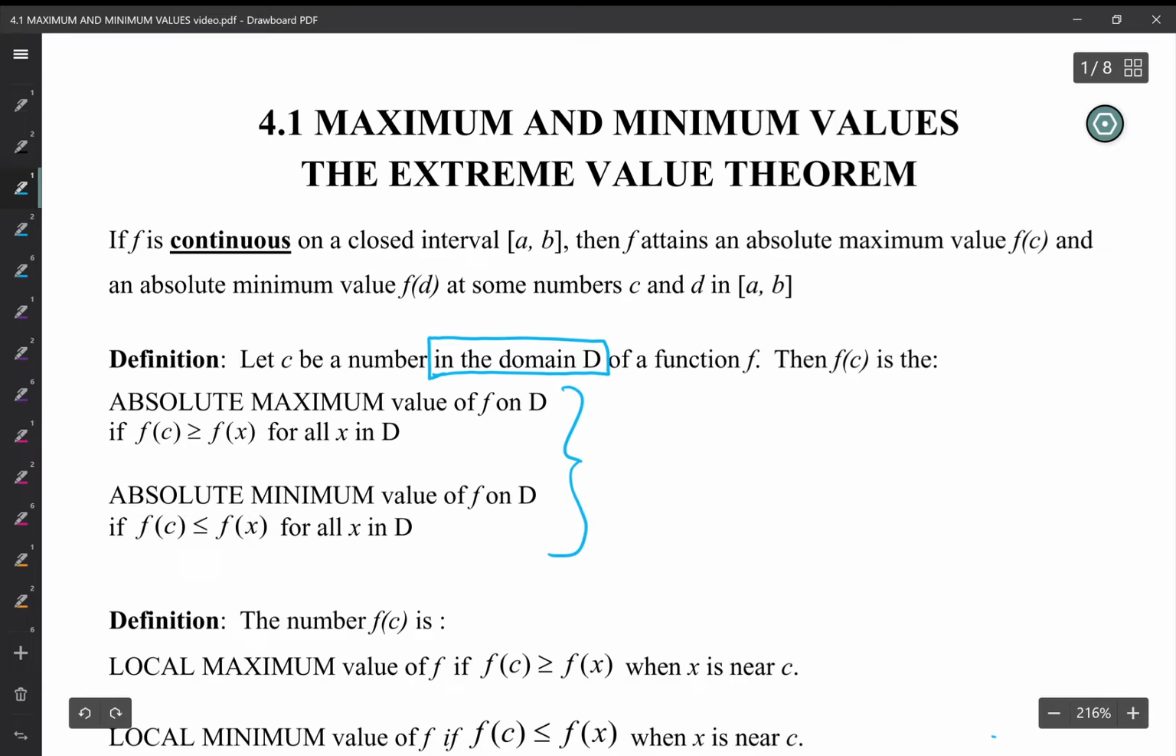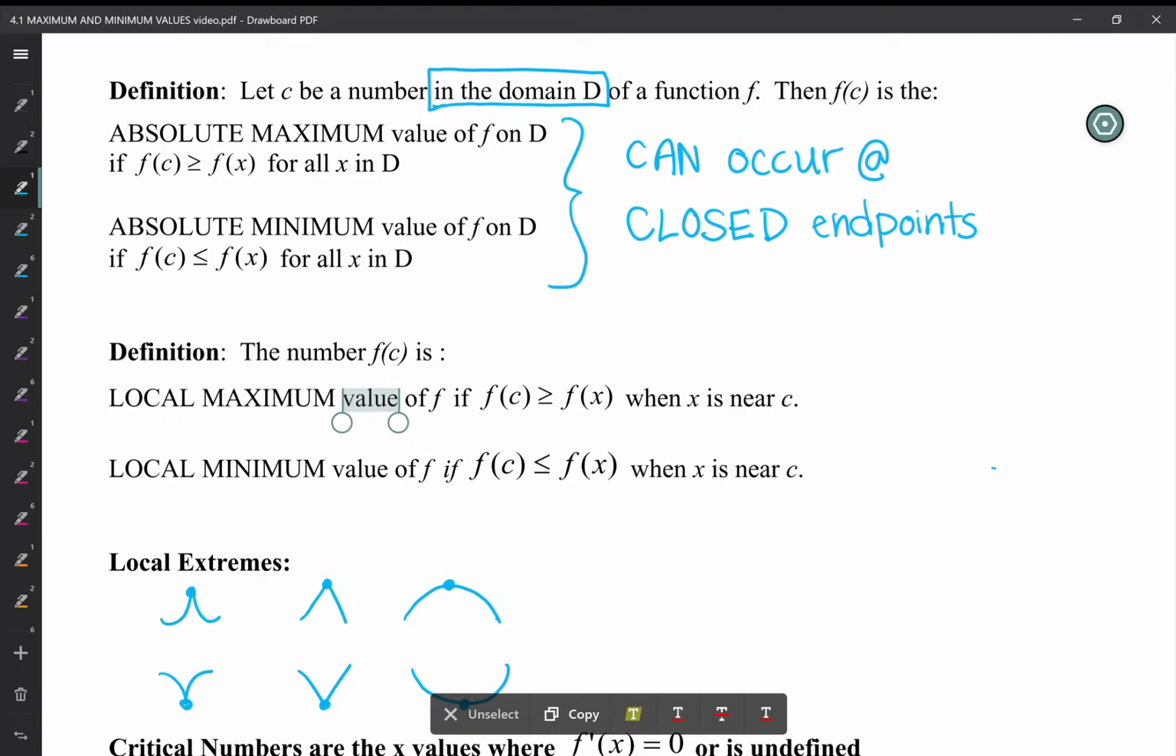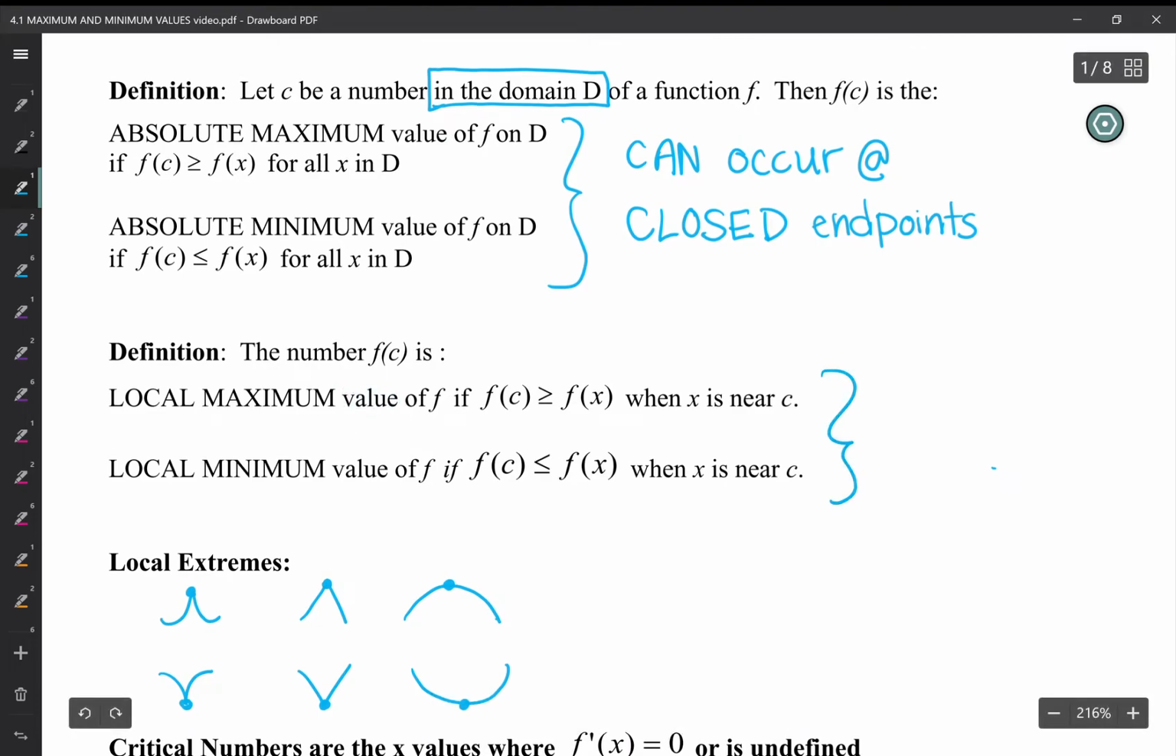These are interesting because they can occur at endpoints. You just want to be careful because they can occur at closed endpoints, not at open endpoints. Local maximums and minimums, on the other hand, cannot occur at endpoints.